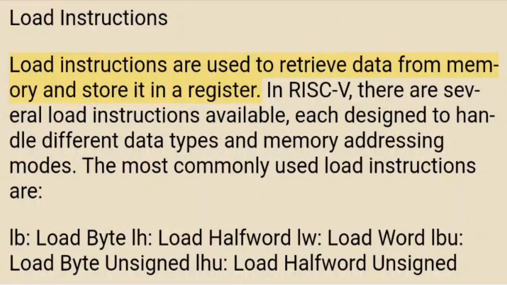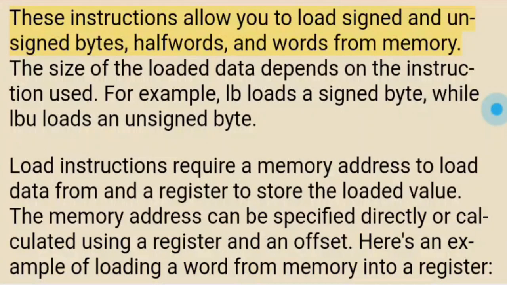Load instructions are used to retrieve data from memory and store it in a register. In RISC-V, there are several load instructions available, each designed to handle different data types and memory addressing modes. The most commonly used load instructions are LB, load byte; LH, load half-word; LW, load word; LBU, load byte unsigned; LHU, load half-word unsigned. These instructions allow you to load signed and unsigned bytes, half-words, and words from memory. The size of the loaded data depends on the instruction used. For example, LB loads a signed byte, while LBU loads an unsigned byte.